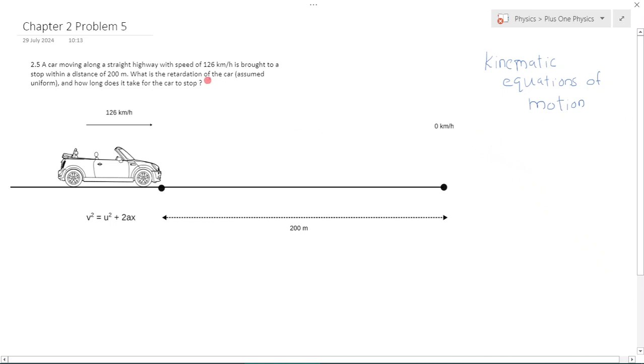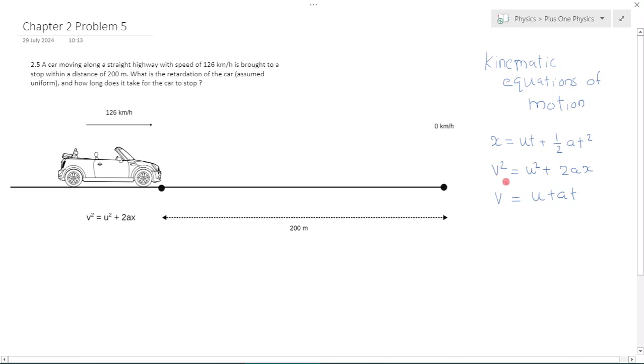This is also given in the question: assume uniform. Uniform means it is constant. The three equations are x = ut + half at square, v square = u square + 2ax, and v = u + at.